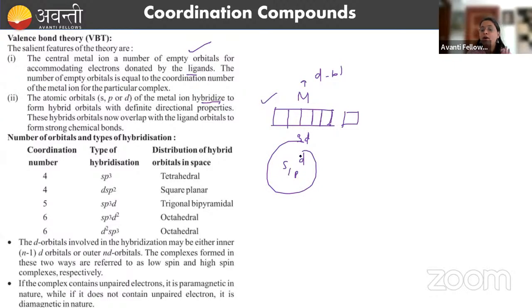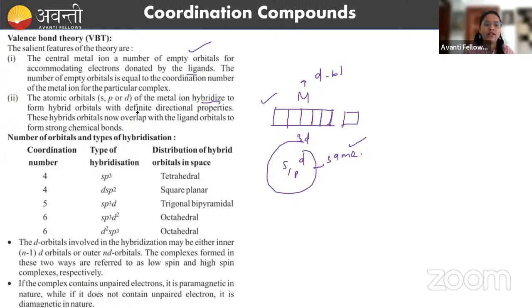But we need to form a complex. So in order to form the complex, the orbitals should have the same energies. So in order to have them at the same energy, we are hybridizing them. Hybridizing means what? Mixing and recasting of the orbitals. We are taking s orbital, p orbital, d orbital, and mixing them. Since they have different energies, when we mix them we make new orbitals, and those orbitals will have the same energies. Such orbitals are known as hybridized orbitals.